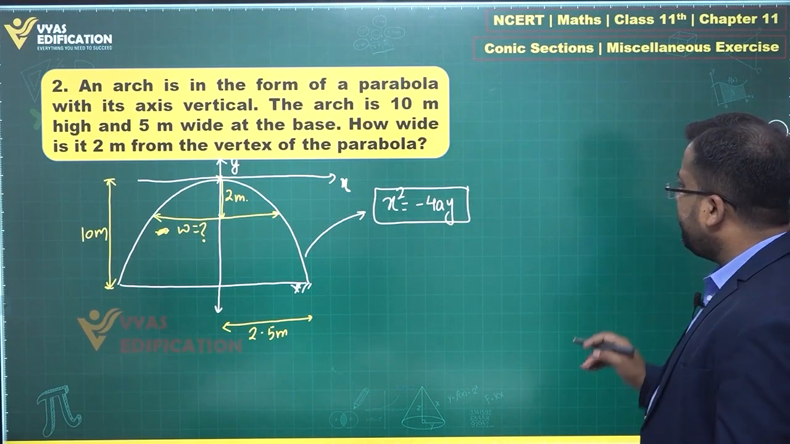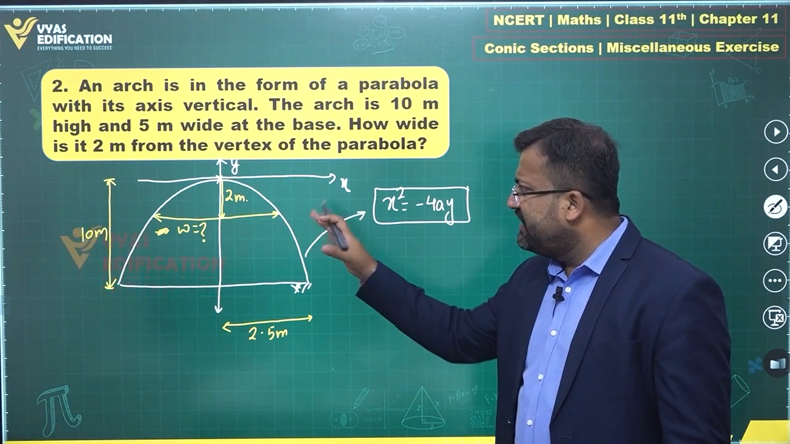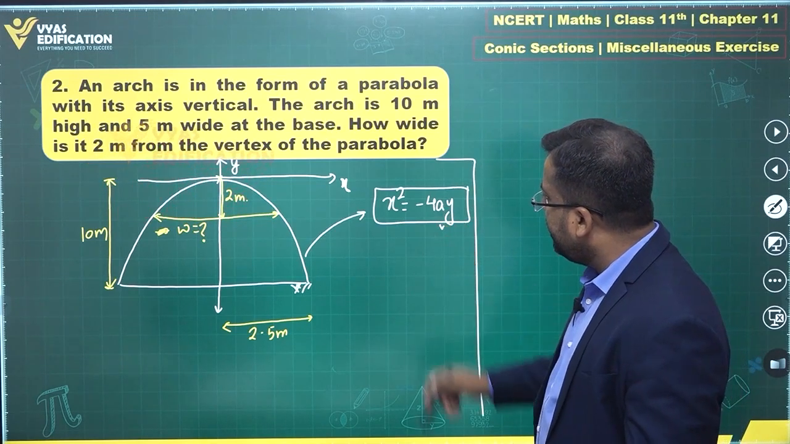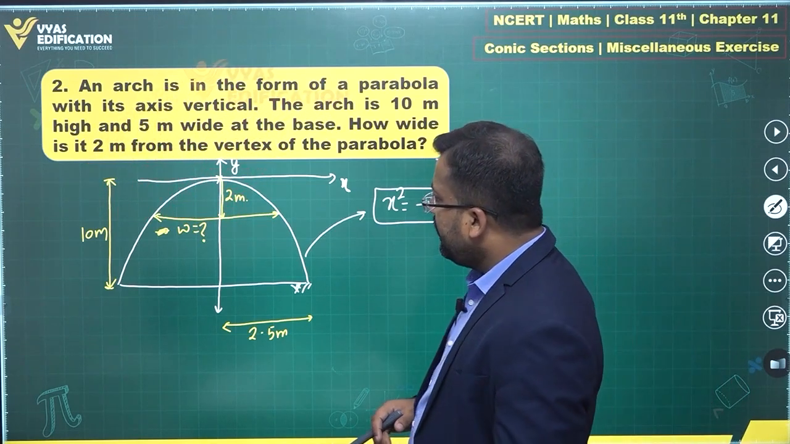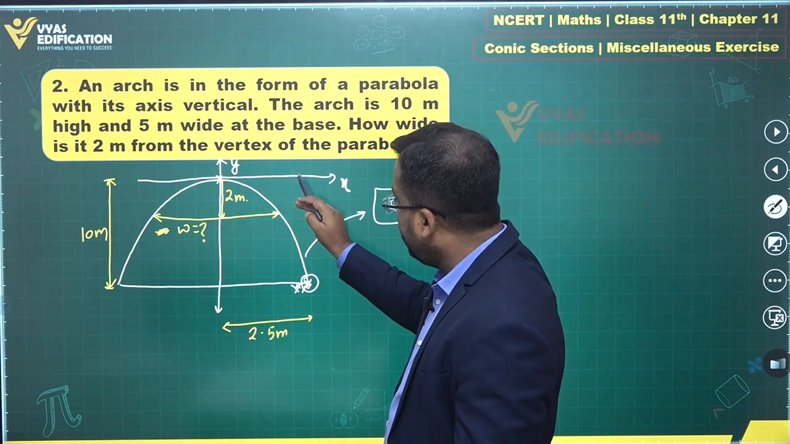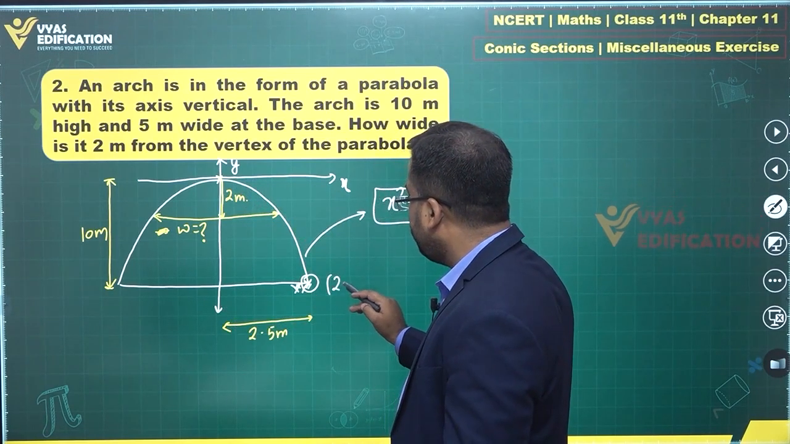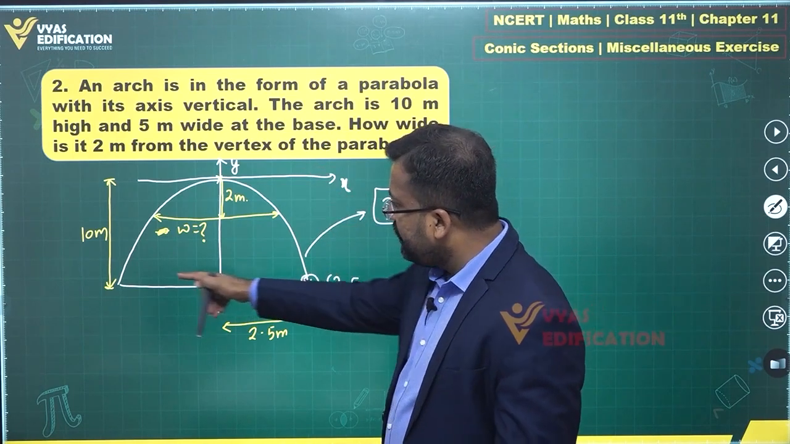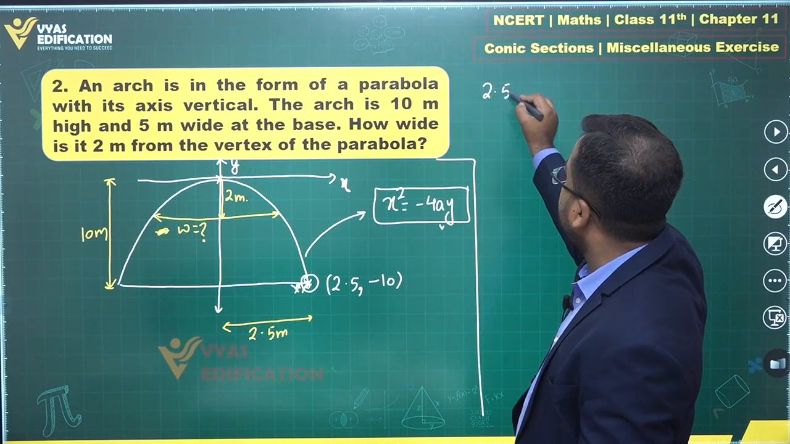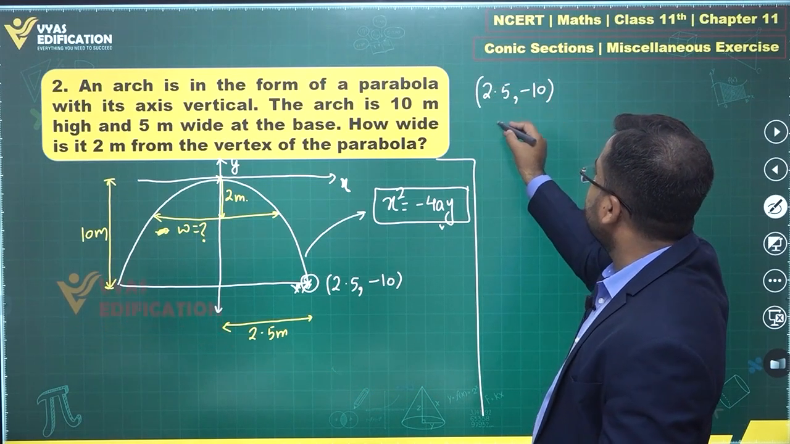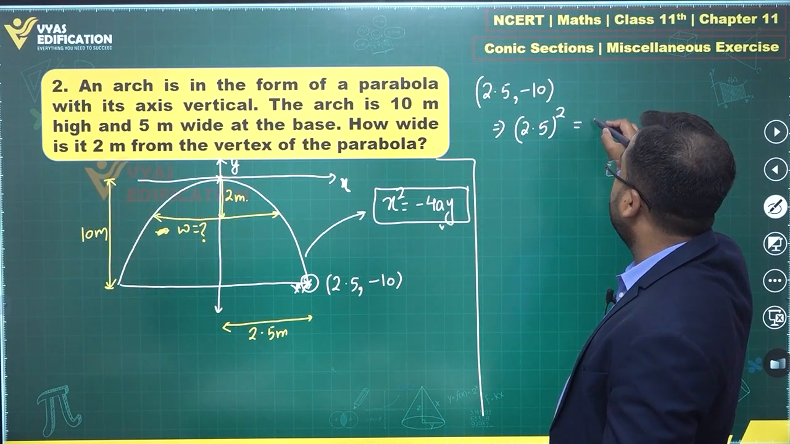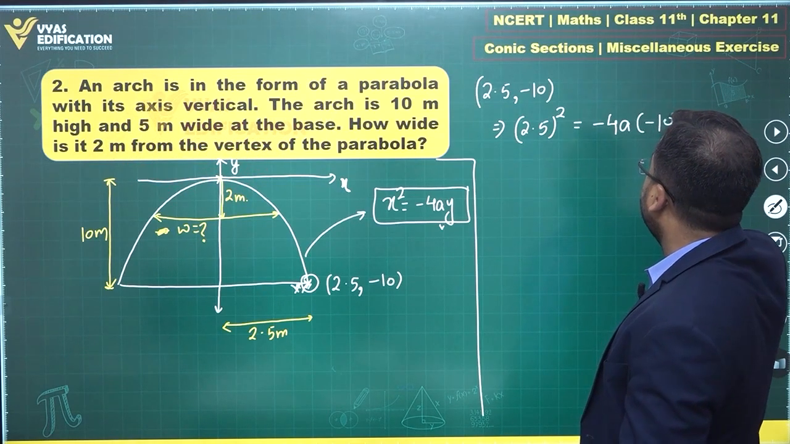If we can find the equation of the parabola, we can easily find the width. To find the equation, I need the value of a, and for this a, I need at least one condition. One of the conditions is this particular point over here, at a distance of plus 2.5 along the x-axis and minus 10 along the y-axis. So this point is (2.5, minus 10), and since it lies on the parabola, 2.5 squared is equal to minus 4a times minus 10.